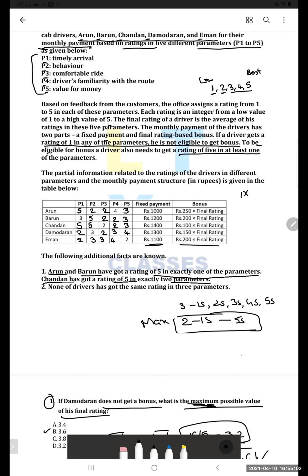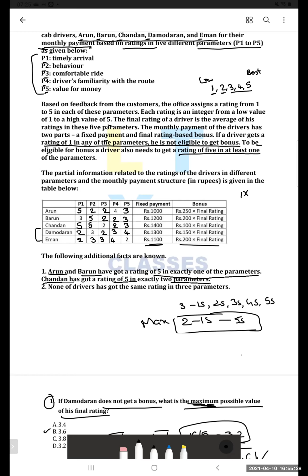Okay. Now just tell me, who is talking? Sagar? Yes, sir. Okay, Sagar. In the question it says everybody got a bonus, right? Yes, sir. Do you think by this rating D and E are eligible for bonus? No, sir. Because 5 is not there. Correct. So we need to definitely give both of them a 5.